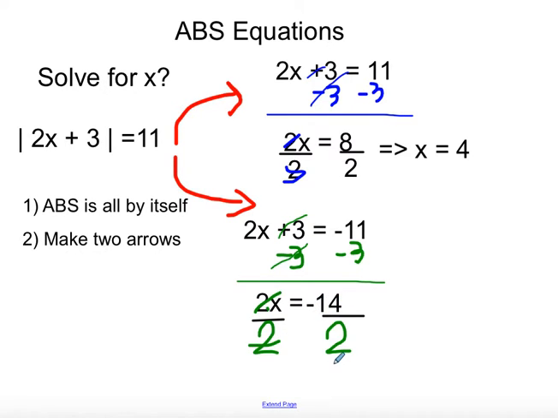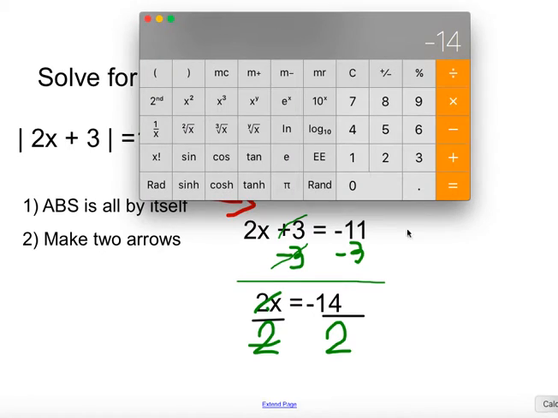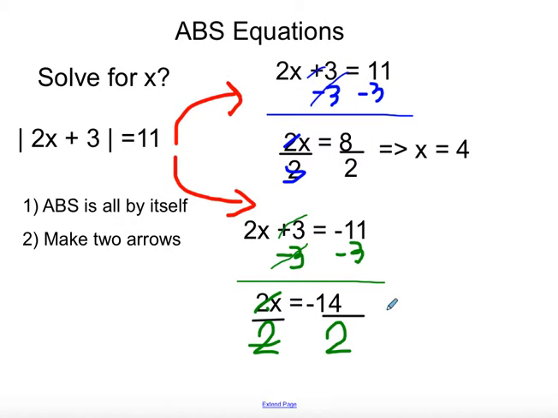These 2 and these 2 cancel each other out, and minus 14 divided by 2. Again, you're going to use your best friend, a calculator. Minus 14 divided by 2, done, minus 7. So x is equal to minus 7. Done. See, we found 2 values for x. One is 4 and one is minus 7.